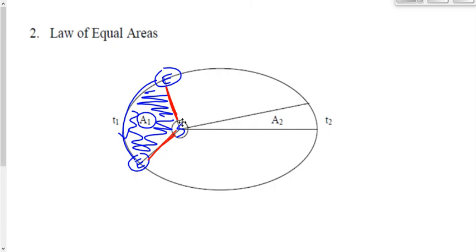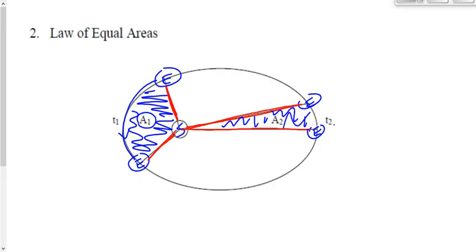Let's fast forward another 6 months. Now the Earth is way over here. There's still a line that joins the sun to the Earth. And if we zoom forward in time a little bit more, let's say another month, a certain time T2, then the Earth is again in another position. That red line that joins the sun to the Earth has swept out another area in here. We're calling it A2.